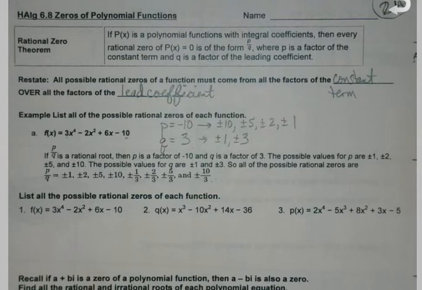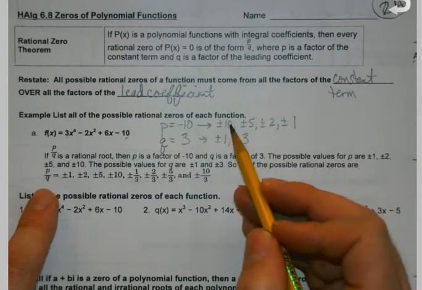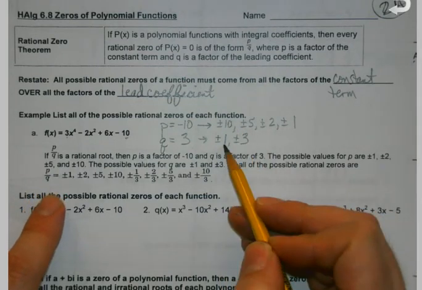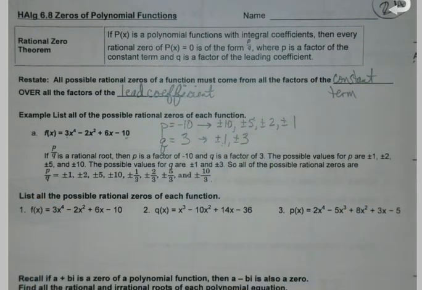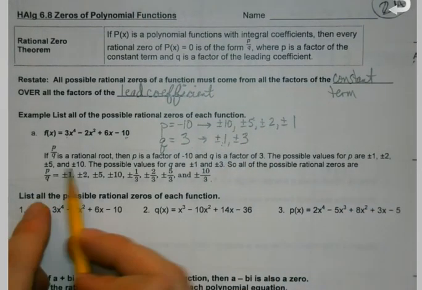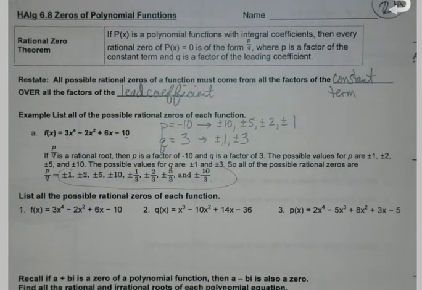But then comes the fun part. To figure out what could possibly be a zero, possibly be an x-intercept of these, you have to create the fraction p over q. So back in the old days, you would do every combination possible of these divisions. So 10 divided by 1, 10 divided by negative 1, negative 10 divided by 1, negative 10 divided by negative 1, 5 divided by 1, 5 divided by negative 1. And you would make like 8 bazillion choices. Like there's 2, 4, 6, 8, 10, 12, 14. There's like 16 possible rational zeros.